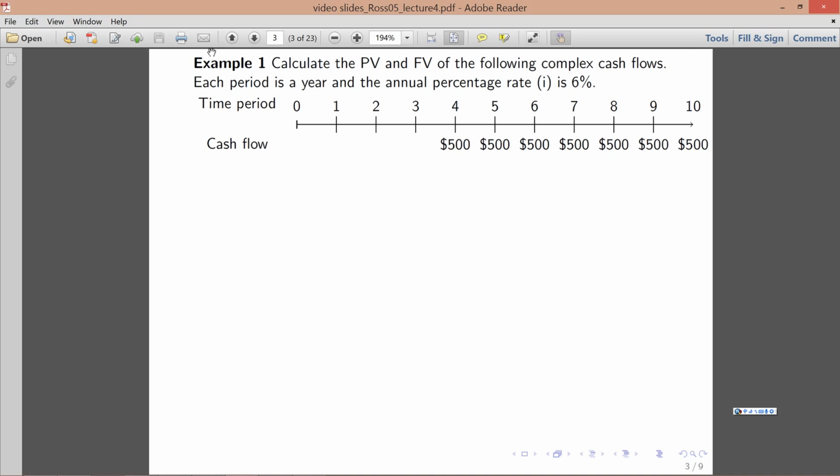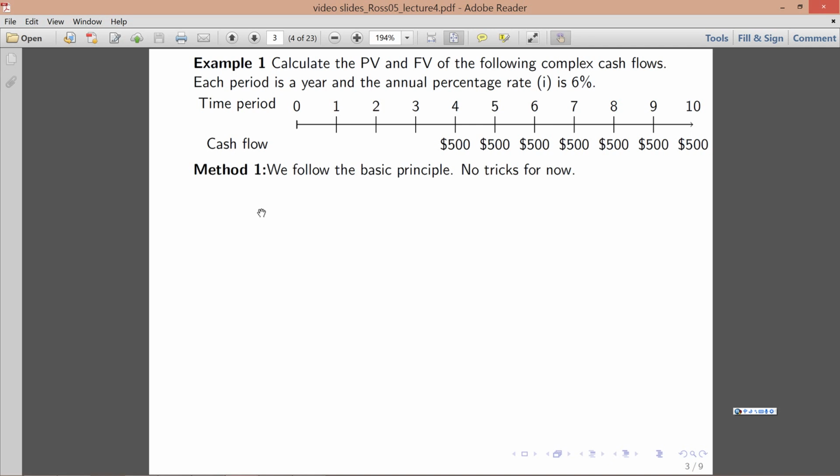In example 1, here's the stream of cash flows. From time 0 to time 3, there's no cash flow. But from time 4 to time 10, each period you receive $500. And the interest rate is 6%. So we have several methods to solve this problem.